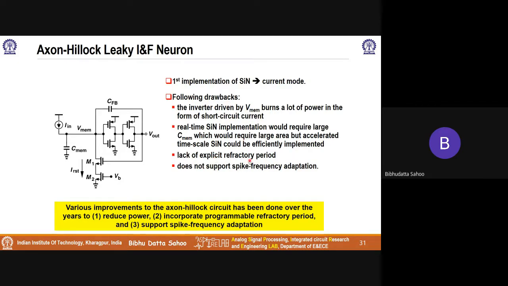There is also a lack of explicit control of the refractory period and spike frequency adaptation, two important parameters of a neuron. If we are recognizing a pattern, our neurons start firing more and more frequently; that is called spike frequency adaptation. The refractory period is how long it takes to give you another spike. These two are difficult to control in this circuit. So this was the very preliminary neuron model that was built.